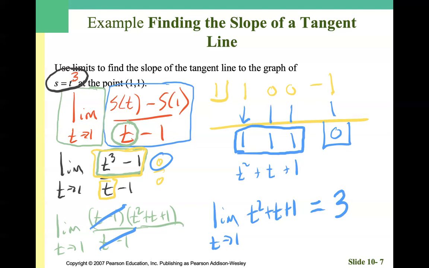And factoring is one of the ways we're going to be able to evaluate some of these limits. We're going to have to do some algebra. The algebra here was factoring, and it helped us get rid of that division by 0 problem. That's going to be a big problem to deal with. What canceled out? The t minus 1. T minus 1 canceled with t minus 1 here.